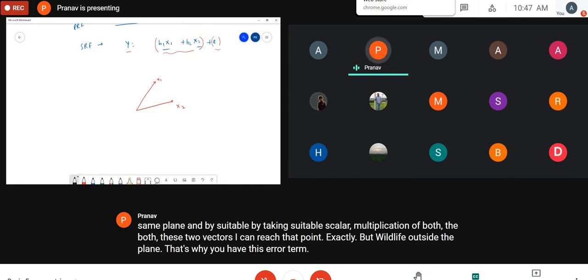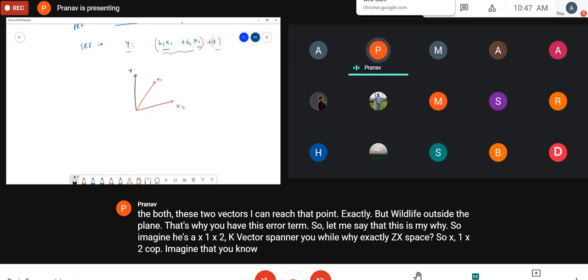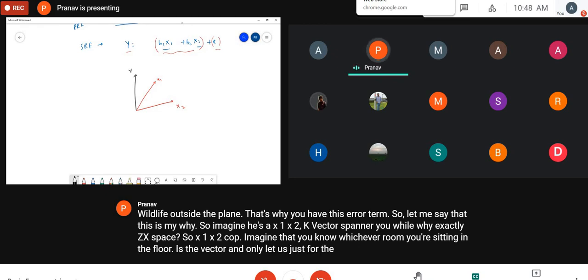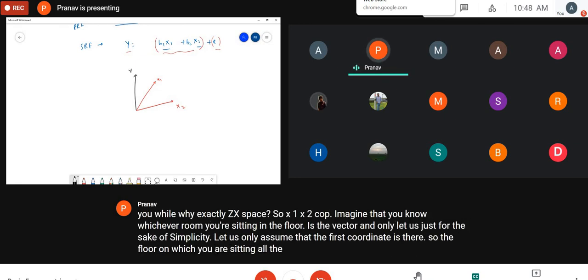So let me say that this is my y. So imagine कीजिए ये x1 x2 का ये वेक्टर स्पैन है और ये y exactly z एक्सिस पे है. So x1 x2 को आप imagine कीजिए ये that whichever room you are sitting in, the floor is the vector span, and just for the sake of simplicity let us only assume that the first quadrant is there. So the floor on which you are sitting, all the points on that floor represent the linear combination of these two x1 and x2.